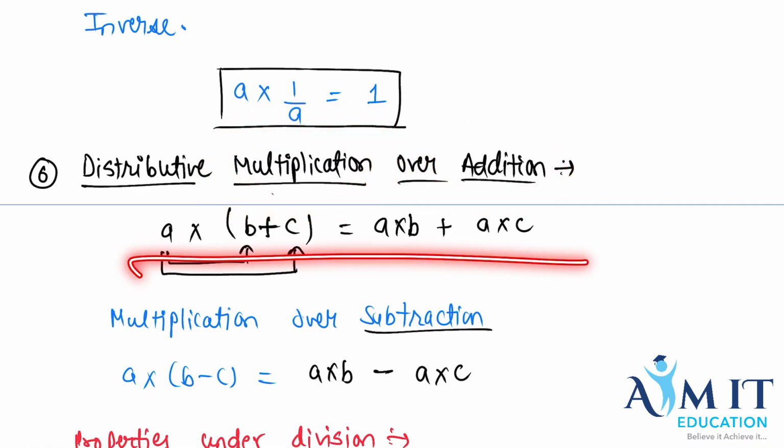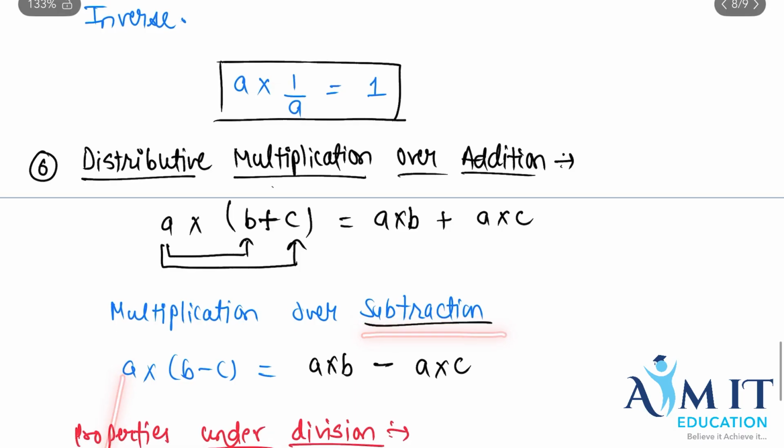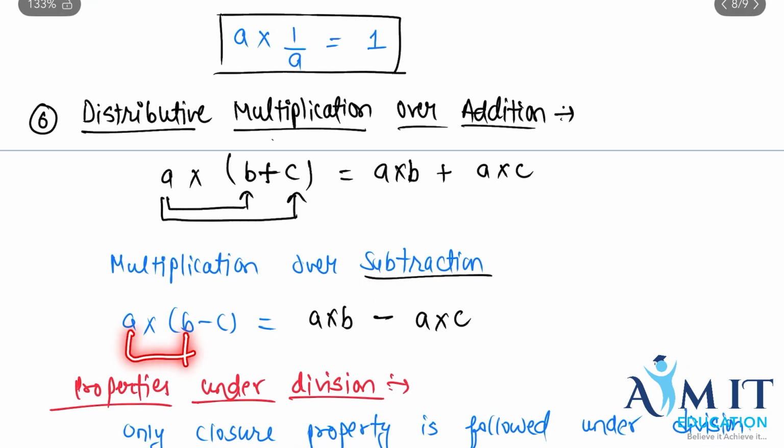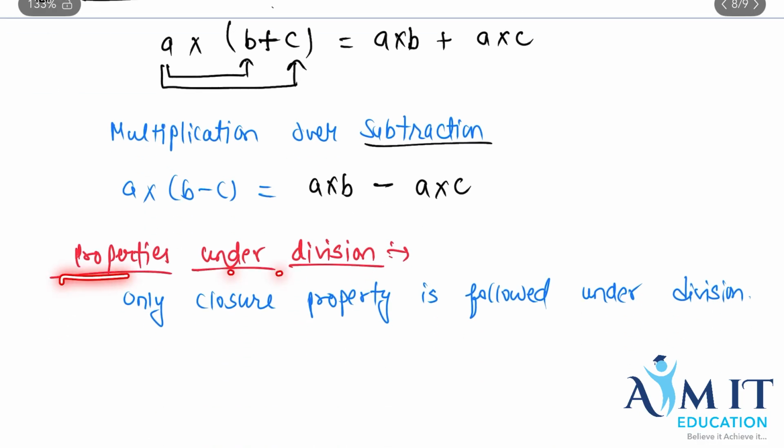So this is the property. First we have to distribute a over b, then a over c. The same property we can use under subtraction also, multiplication over subtraction. Same, a is first distributed on b, then a is distributed on c. There is minus between b and c, so put minus between b and c. And last one, the properties under division.